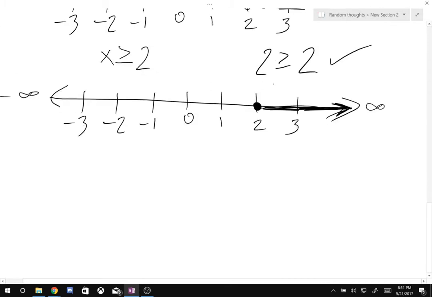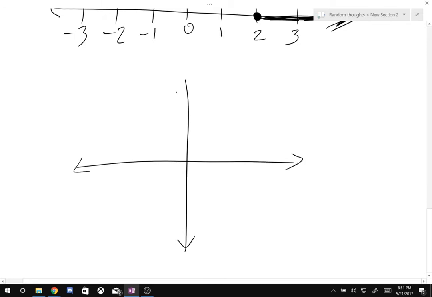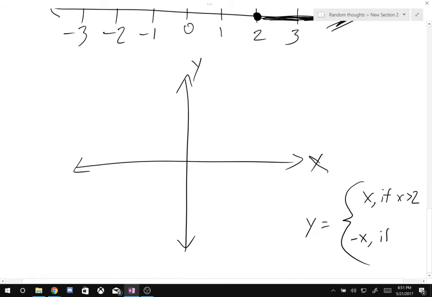Where you might see this is in your piecewise functions. Take, for example, the piecewise function where we have y equals x if x is greater than 2, and negative x if x is less than or equal to 2. The number that matters here is 2, so I'm only going to graph that one.